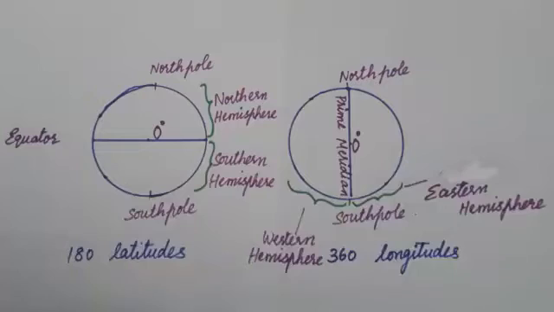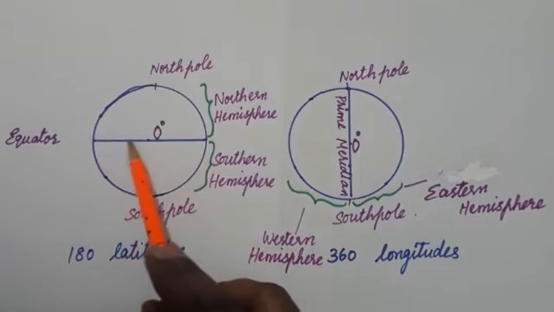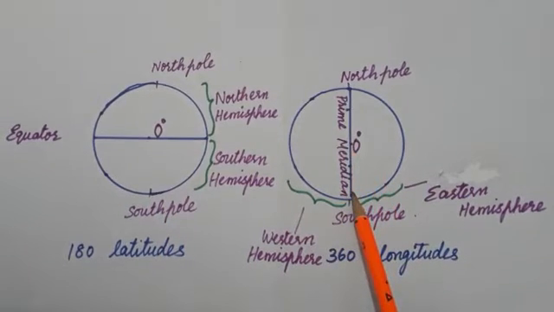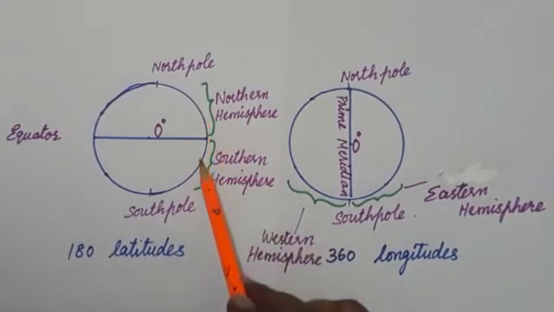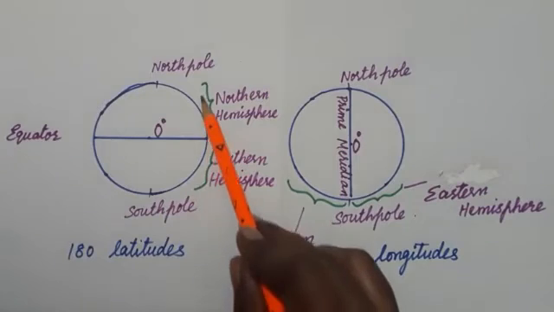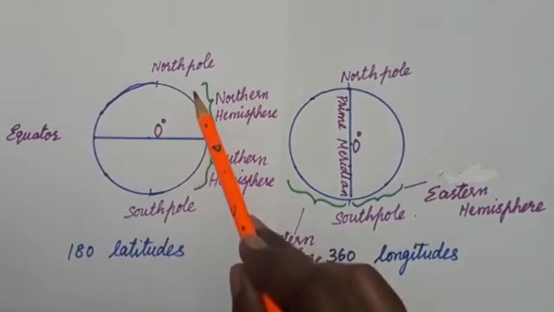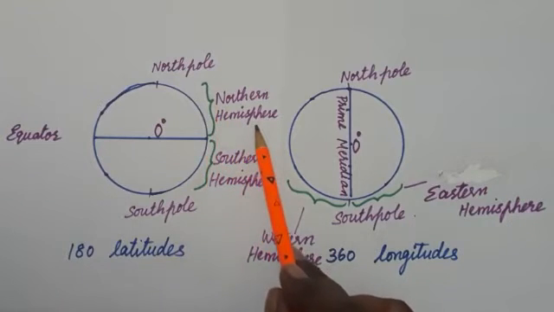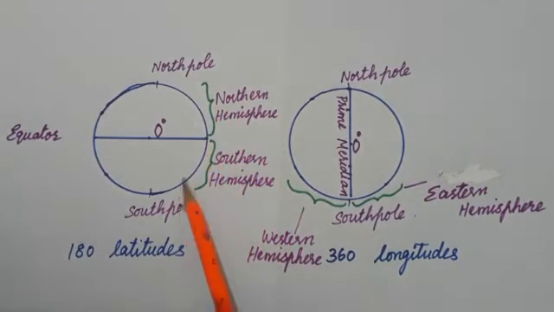Okay children. See children, as you know already, this is the equator, North Pole and South Pole. In the same way, here this is the 0 degree longitude, that is the Greenwich meridian or prime meridian, and here at the top we have the North Pole and at the bottom we have the South Pole. This equator divides the earth into two equal halves. The region above the equator, towards the north, is the northern hemisphere, and towards the south, below the equator, is the southern hemisphere.